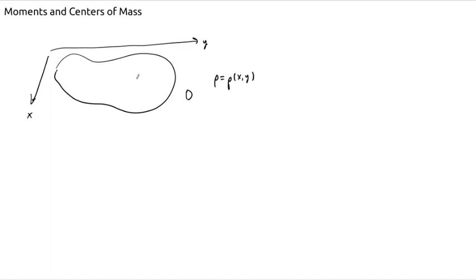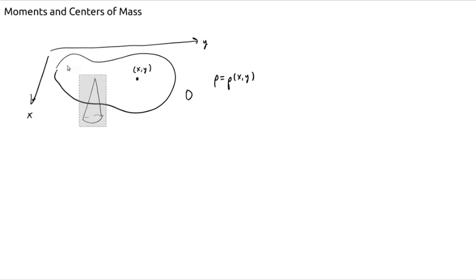So the idea here is that for any point in D, any xy point in D, the density of the material at that point is given by this function rho. Our question for this example is, if we were to take a fulcrum, which is just something with a point, and try to balance this thin metal sheet on the fulcrum, where would we place the fulcrum? At what point would we place the fulcrum so that this sheet is perfectly balanced?